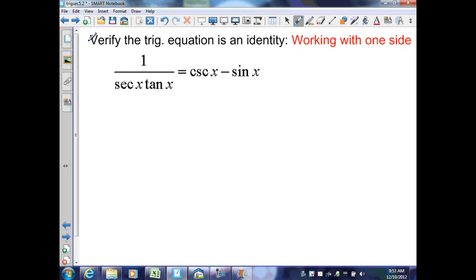Again, I want to verify the trig equation. And what I'm going to do is work on one side of the equation. I'm going to work on this side. It looks more difficult to me. So what I'm going to do is convert 1 over secant x into its reciprocal function, which would be cosine x. And 1 over tangent x is cotangent x.